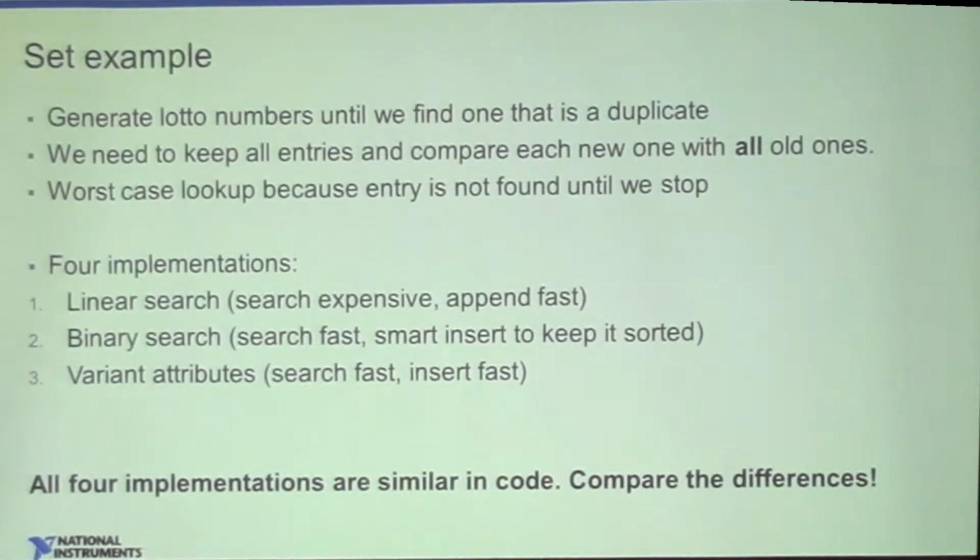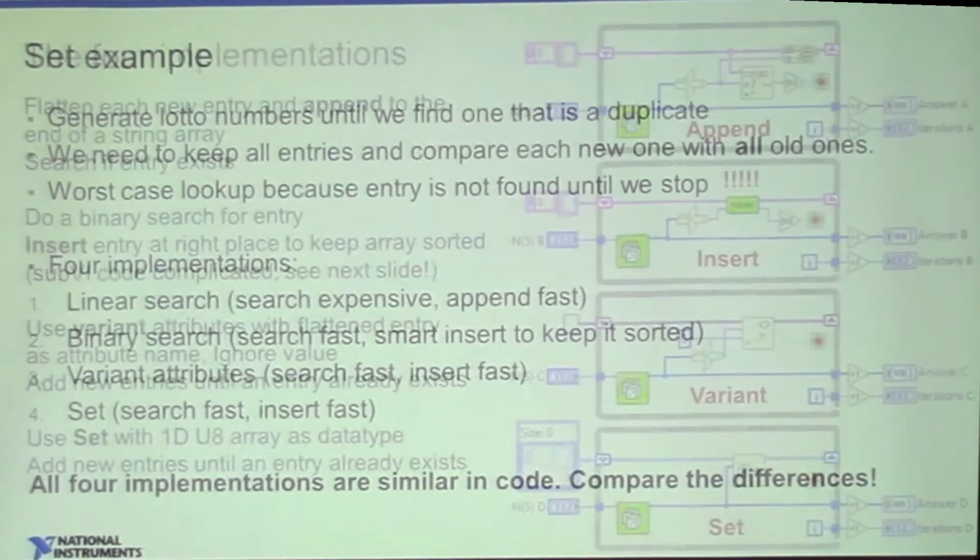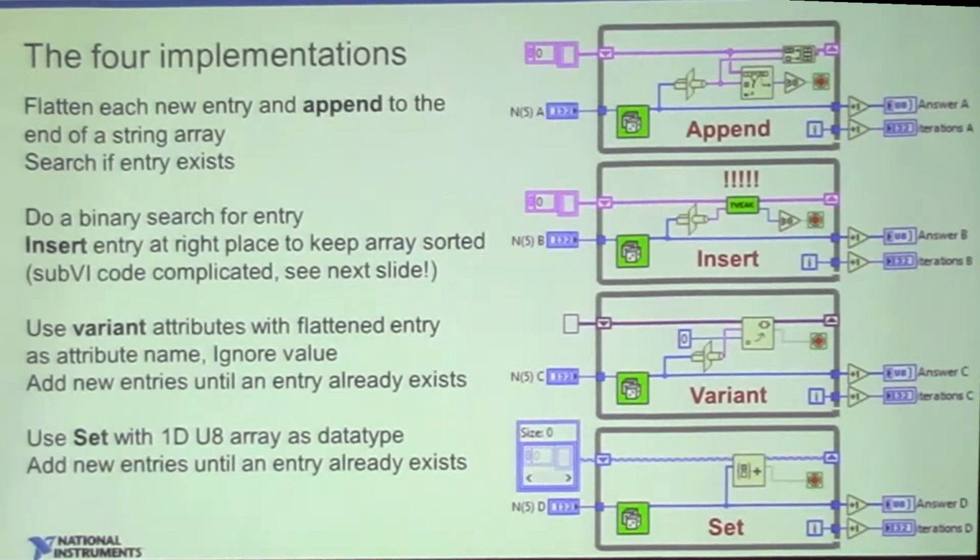We can use variant attributes, where we flatten the Lotto number array into a string and add it as a name, and we don't even care about the value. It's just the variant name is sufficient, and wait until we get something that we already have. And of course the set. And these are the 4 code variations.